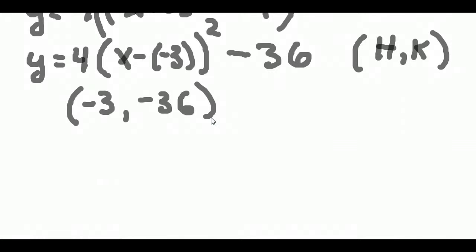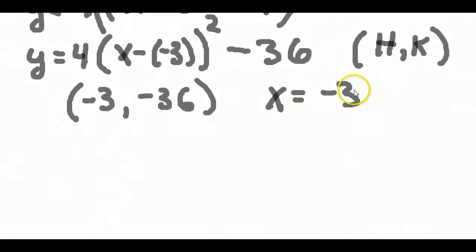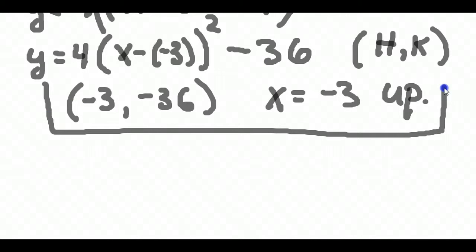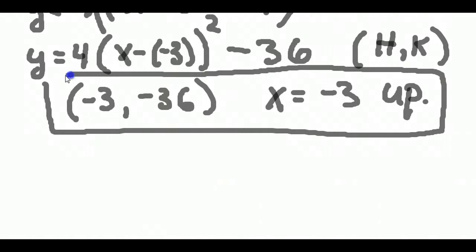All right, so now looking at that, our axis of symmetry, x equals -3. So that axis of symmetry is going to run through -3. And if we look at our first term, it was 4x squared. So it's a positive number. So it's going to be an upward opening graph. So those are our three answers. Our vertex falls at -3, -36. Our line of symmetry is at -3, and it's an upward opening graph.